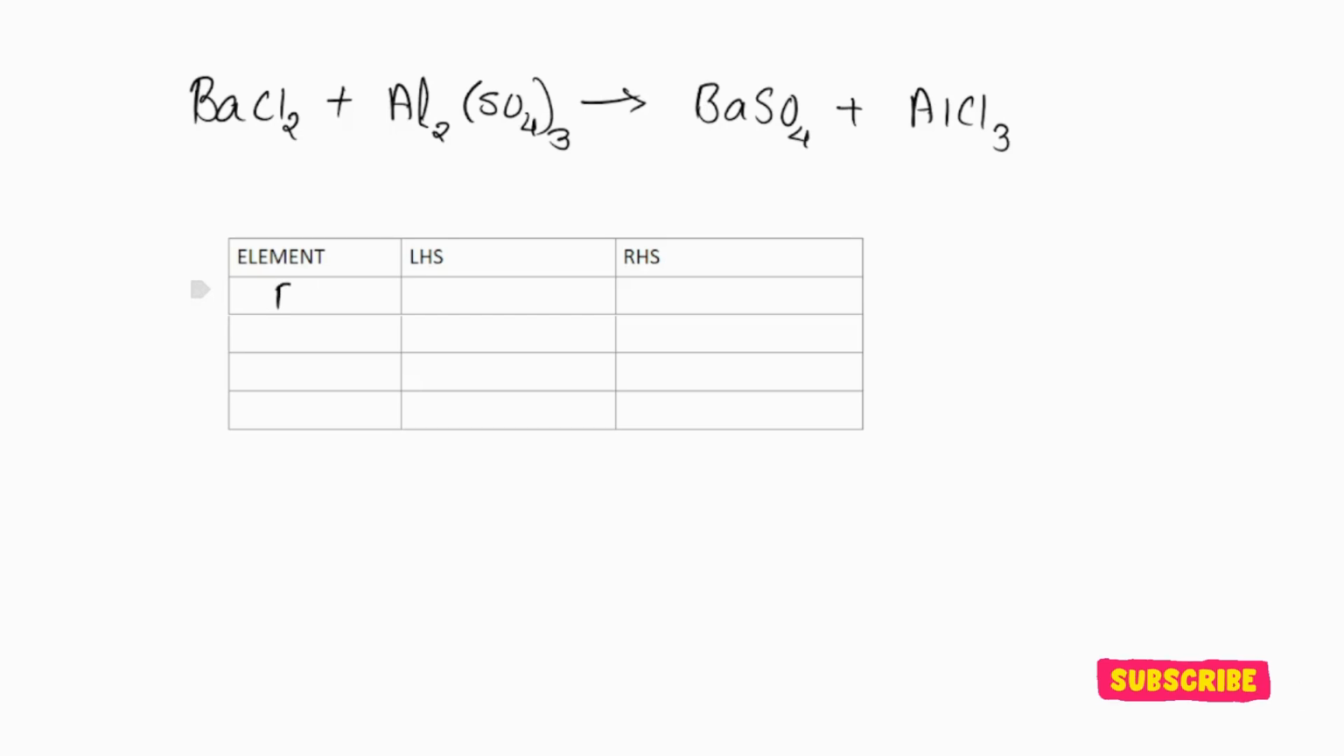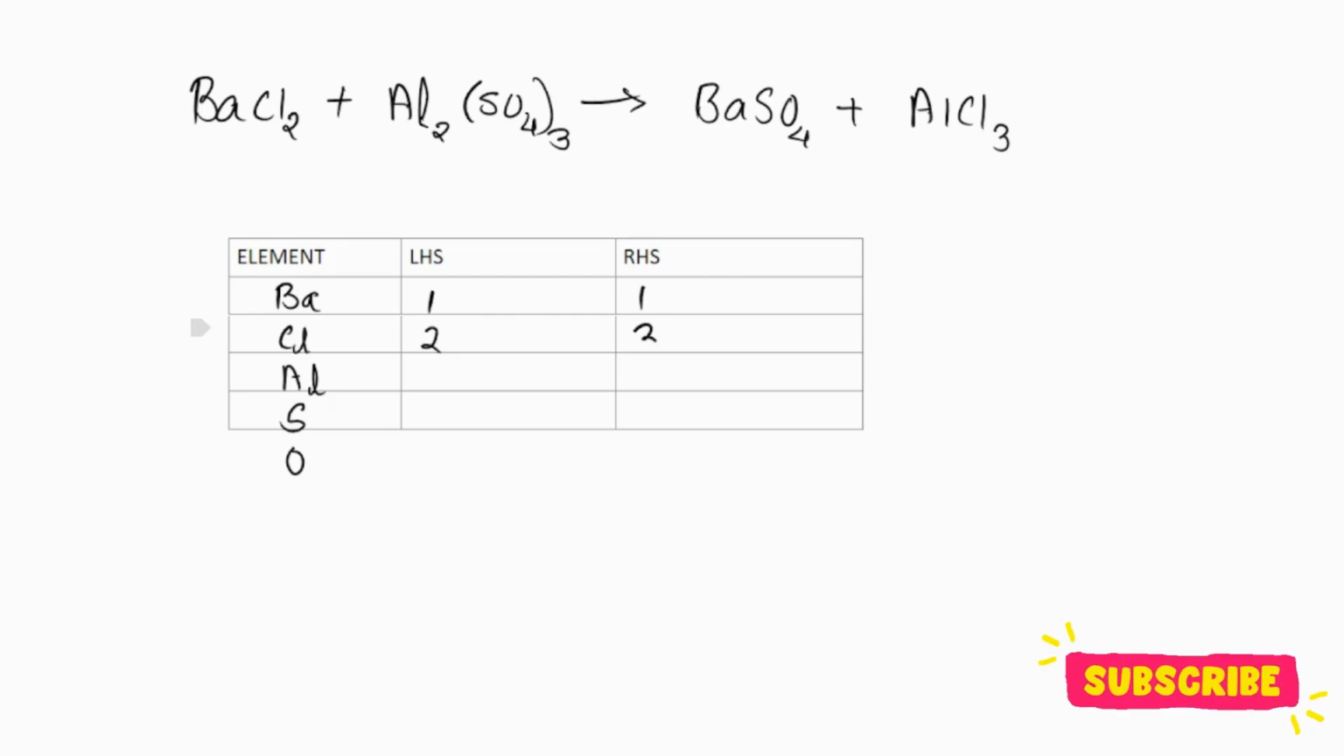Let us write down the elements. The elements are barium, chlorine, aluminium, sulfur, and oxygen. Let us write down the number of atoms for barium. On left hand side it's 1, right hand side it's 1. Chlorine, left hand side it's 2, right hand side it's 3. Aluminium, left hand side it's 2, right hand side it's 1.